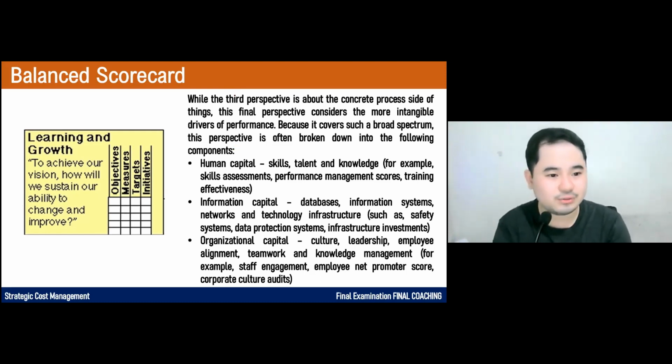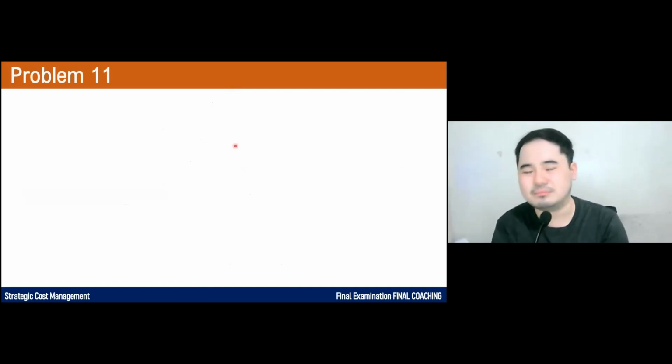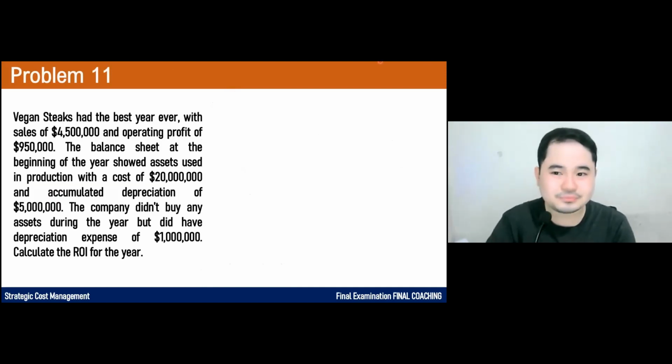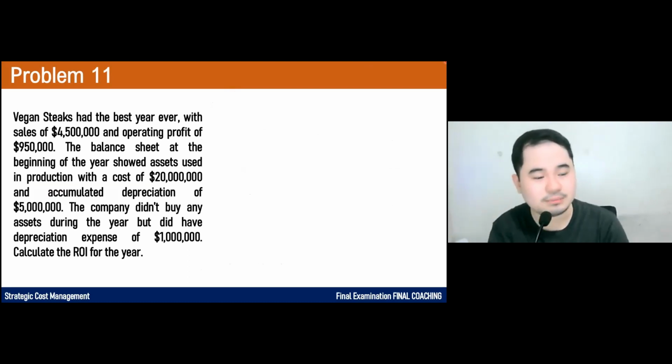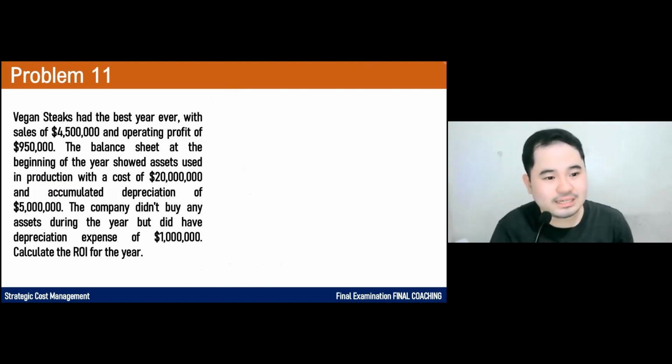So diretso tayo ng konti lang naman, medyo madali lang naman to, no? Checking ROI tsaka residual income, no? Very easy lang naman. Okay, so Vegan Sticks had the best year ever with sales of $4,500,000 and operating profit of $950,000. Your balance sheet at the start of the year is assets of 20 million with accumulated depreciation of 5M, and then depreciation expense during the year is 1M. So syempre yung accumulated depreciation mo madadagdagan at the end of the period. What will be your ROI?